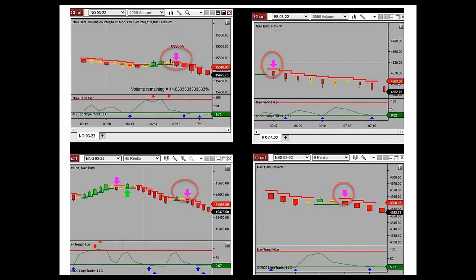All right, so this is an example of what I'm talking about. The magenta arrows are signals to go short. The top 2 charts are NASDAQ and E-mini volume charts. The bottom 2 charts are NASDAQ and E-mini Renko charts.